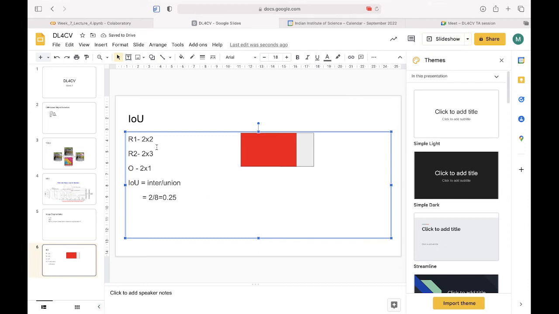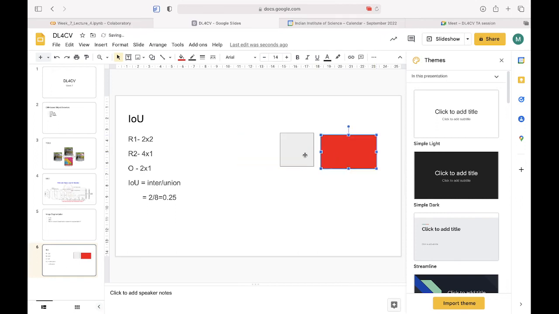2 cross 2, 4 cross 1, and overlapping 2 cross 1. So okay, I have 1 2 cross 2, and then say 4 cross 1 will be something like this, right? Now the overlapping region is 2 cross 1. So how can I overlap these two?